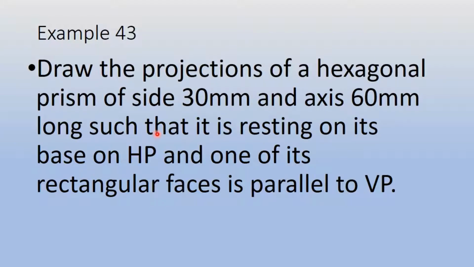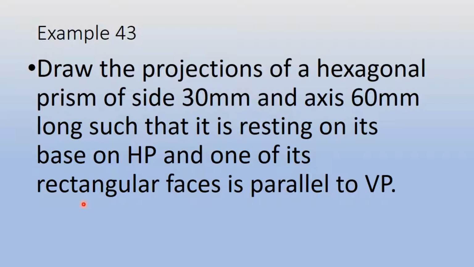Example 43. Draw the projections of a hexagonal prism of side 30 mm and axis 60 mm long such that it is resting on its base on HP and one of its rectangular faces is parallel to VP. So this is similar to the previous question. It is again a hexagonal prism with base side 30 mm and axis height 60 mm. It is again resting on its base on HP, but the only difference here is that the rectangular face is parallel to VP. One of the 6 rectangular faces of this hexagonal prism is parallel to VP.